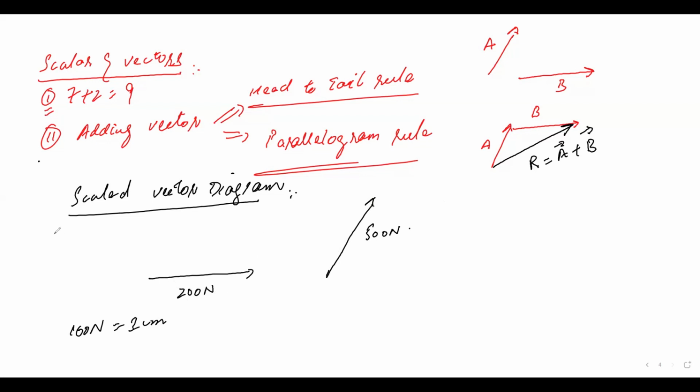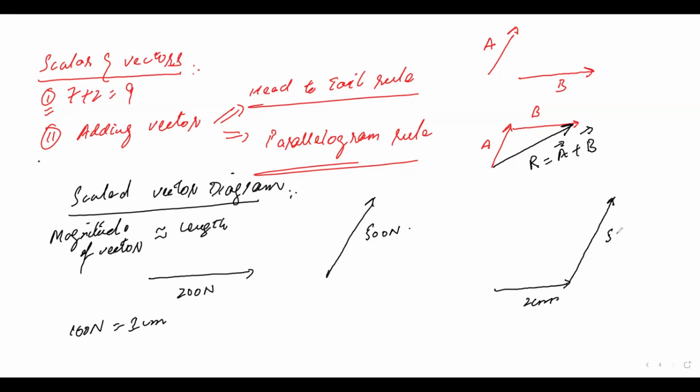Remember that the magnitude of a vector, whatever vector you're talking about, is equivalent to its length. Length is a basic measure whenever you're talking about magnitude. So if you've got 200 newtons over here and 500 newtons over here, 200 newtons means we've got a 2 centimeter line, and we can join the tail of the 500 newtons with this head. So we would have something like this, right?